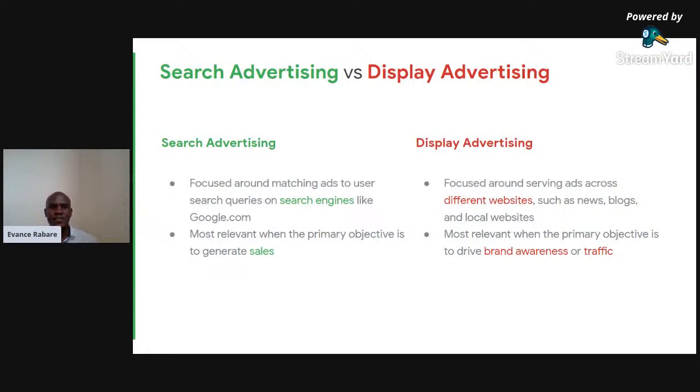Search advertising focuses on matching ads to user search queries on a search engine. But display advertising focuses on serving ads across different websites, such as news blogs and local websites. Search ads are most relevant when the primary objective is to generate sales. Display advertising is most relevant when the primary objective is to drive brand awareness and traffic.